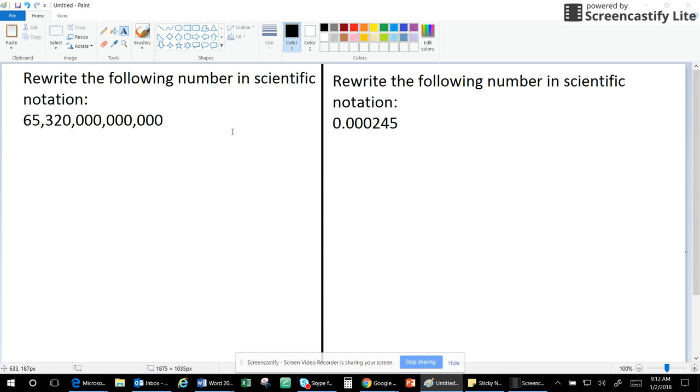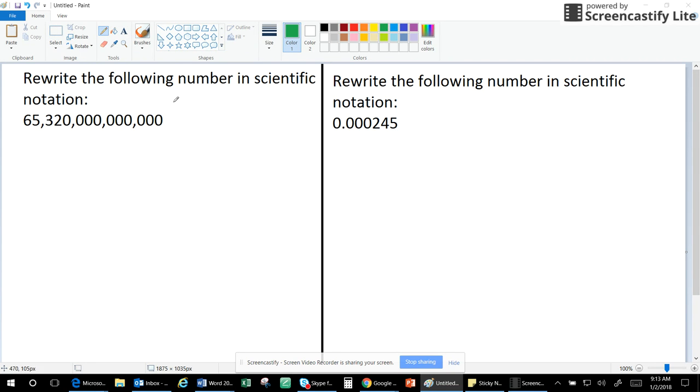All right, everybody. So we're looking at scientific notation today, and we're going to break this down. We're going to do two problems together, and then I'm going to give you a task here. The first one is here. It says, rewrite the following number in scientific notation. Now, I'll do the first one here with you. The second one, the video will pause and give you a chance to work on your own.